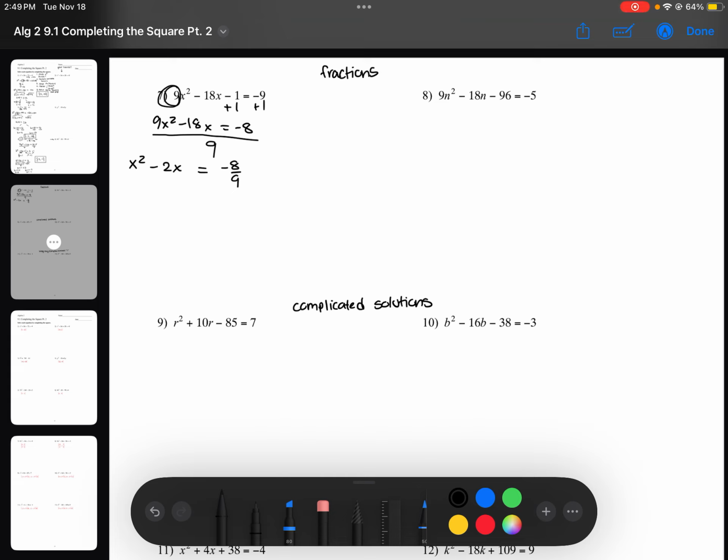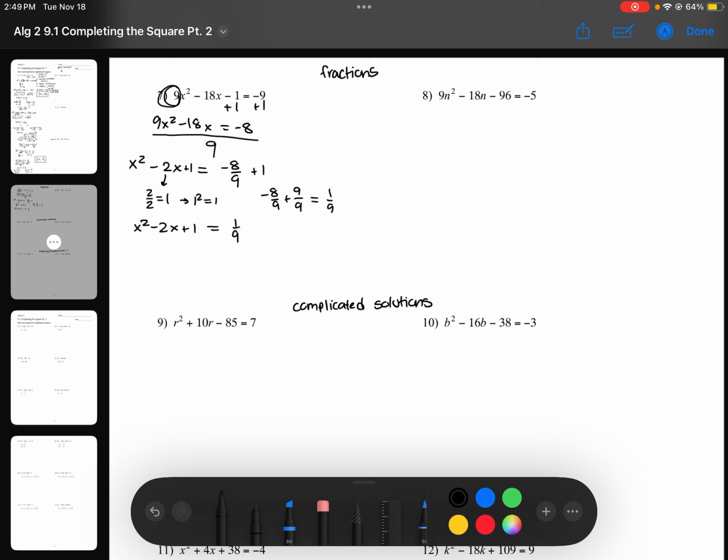All right, complete the square. So I'm going to take my coefficient here, 2. I'm going to cut it in half. That's going to give us 1. 1 squared equals 1. So that's what we are going to add to both sides. So I have x squared minus 2x plus 1 equals, what is negative 8 over 9 plus 1? You guys can either plug that into your calculators or remember that 1 is the same as 9 over 9. We're going to just get 1/9 over there.